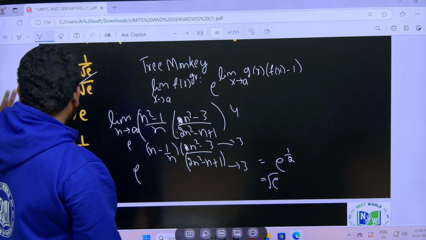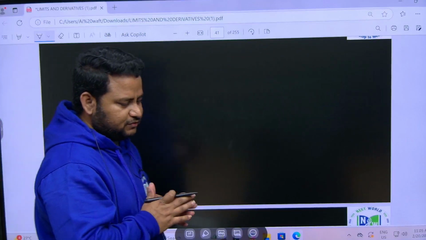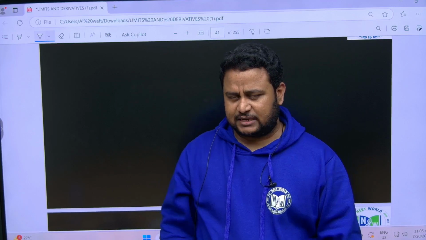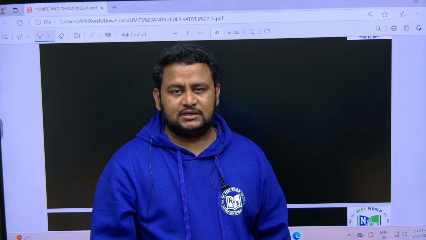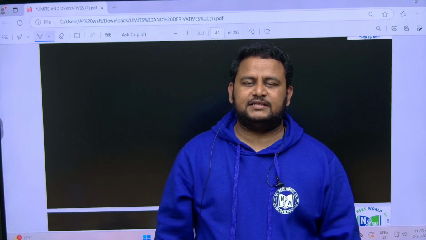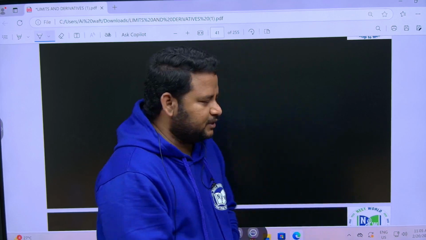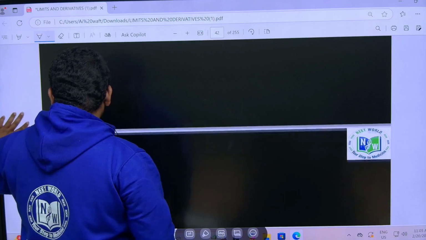This is how you solve the question. In this question we used both the properties. There was some mistake in the question, that's why we took some time; otherwise it's a fairly simple question. First we used the tree monkey property, then we used the indeterminate infinity by infinity property. Simple.